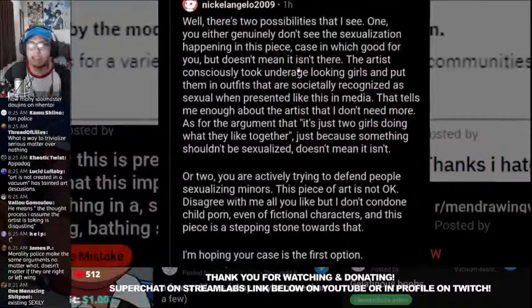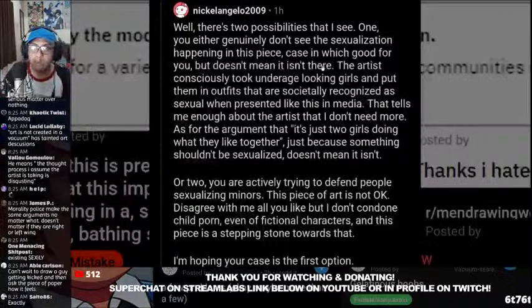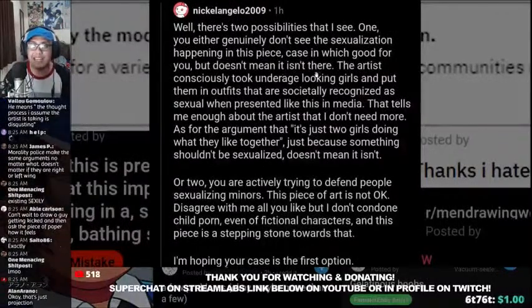Well, there are two possibilities that I see. One, you're either genuinely don't see the sexualization happening in this piece, in which case good for you, but doesn't mean it isn't there.